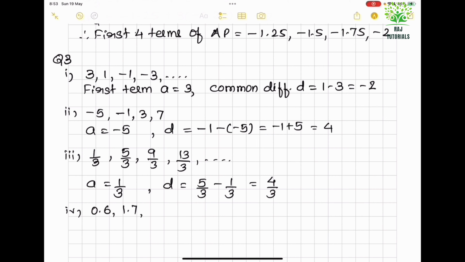0.6, 1.7, 2.8, 3.9. See, here I am already given that the terms are in AP. Since I am directly finding, because we know in AP the difference is same, A equal to 0.6, D will be 1.7 minus 0.6, so 1.1.